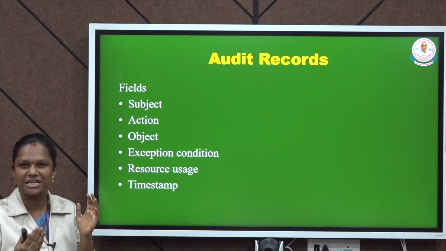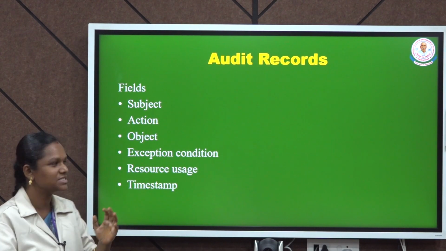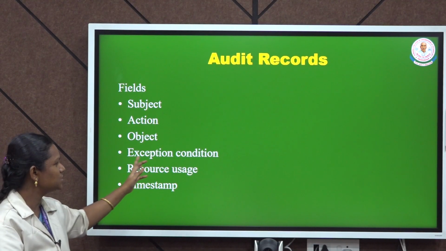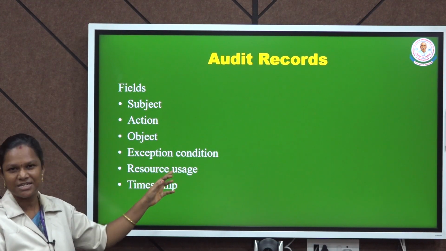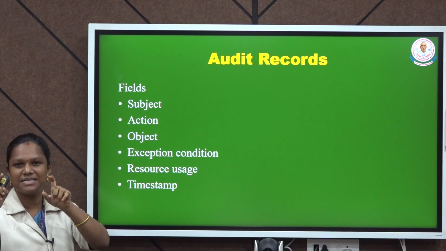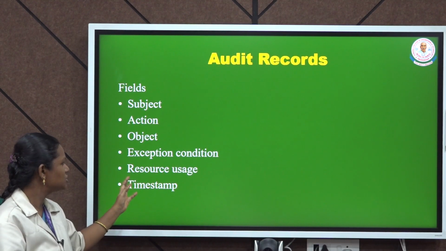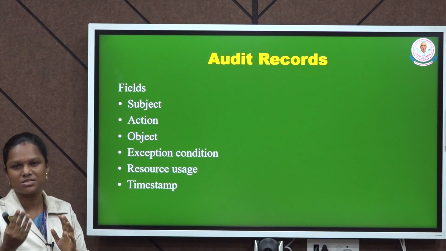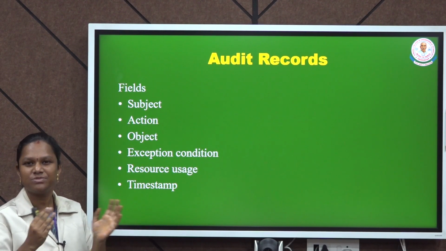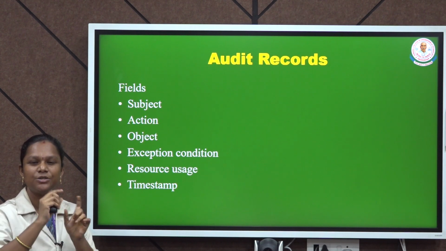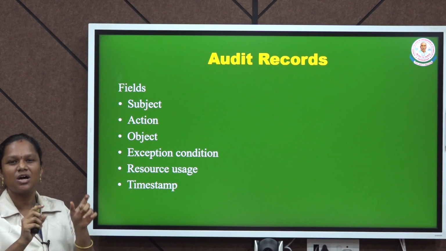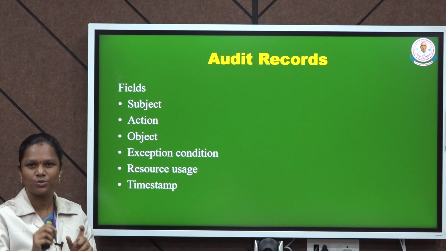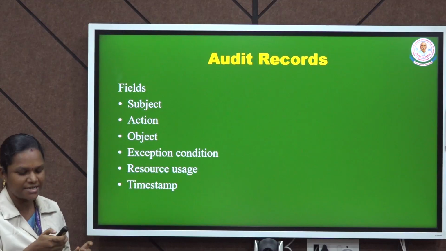Action means what action has to be performed. Next one, object. Object is created by the user. Next one, exception condition. When an exception condition is raised, that condition is referred to as the exception condition. Resource usage: which resources are used, internal or external? Both kinds of resources are used. Finally, timestamp. We have to attach the duration of the time. These are all the fields represented in audit records. Audit records are the fundamental tool for the intrusion detection system.